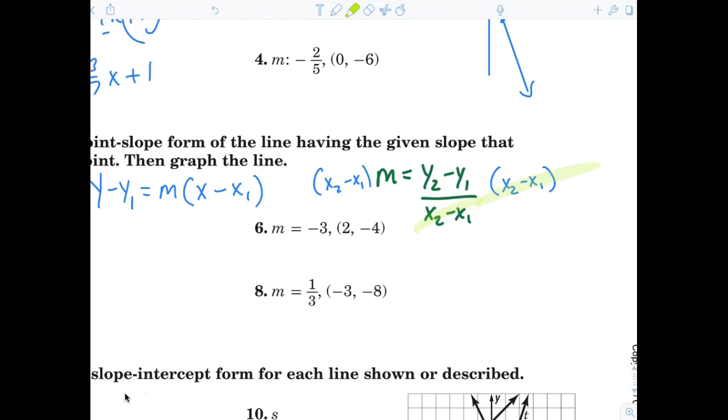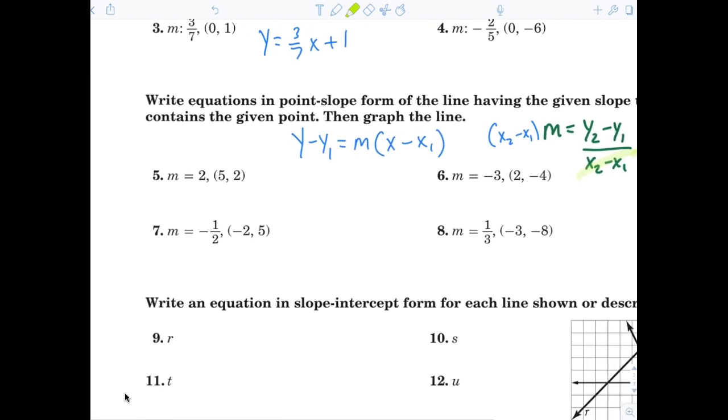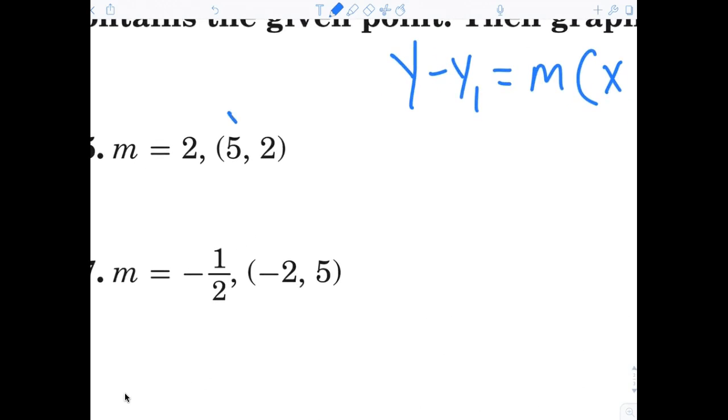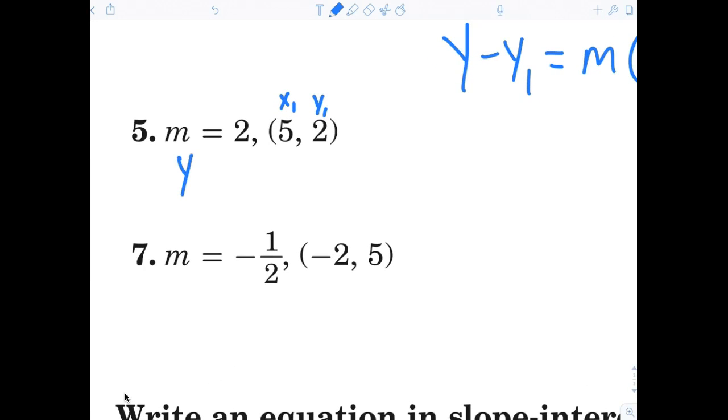Now, when you write the equation of a line, though, you need an x and a y for the line. The y1 and the x1 are the point that it goes through. Just watch me. It's simple. This right here is considered x1 and y1. So look how simple this problem is. y minus 2 equals 2 times, and then we're done. That's it. That's all it is.